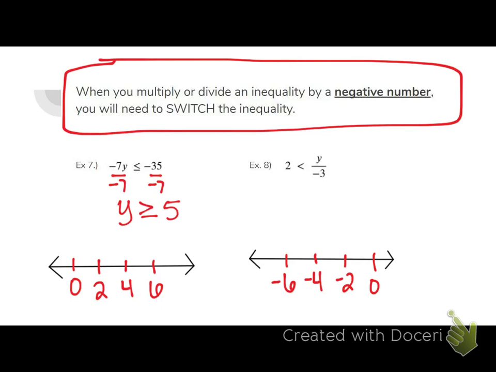And if you don't flip the symbol, your graph won't come out correct. Why did it get flipped again? Because we divided both sides by a negative number. So if you multiply or divide both sides by a negative, the sign has to flip around.